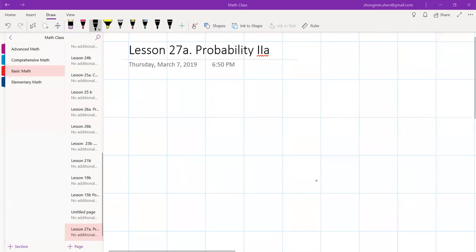All right, so let's start class. And this is the second lesson on probability.